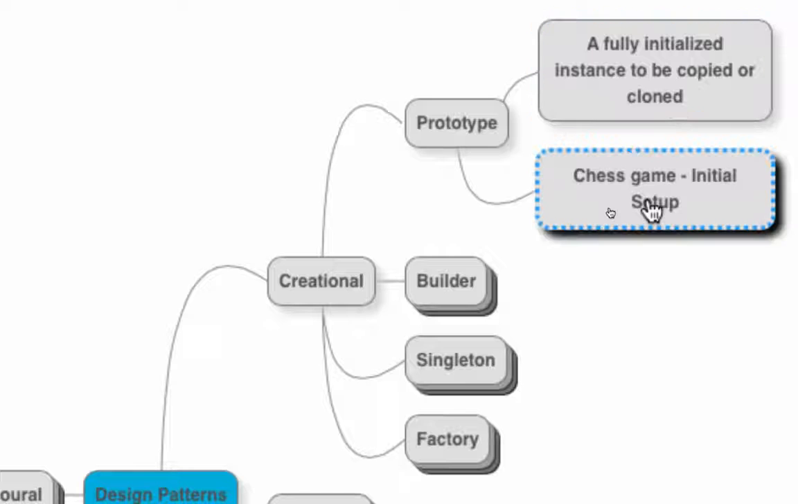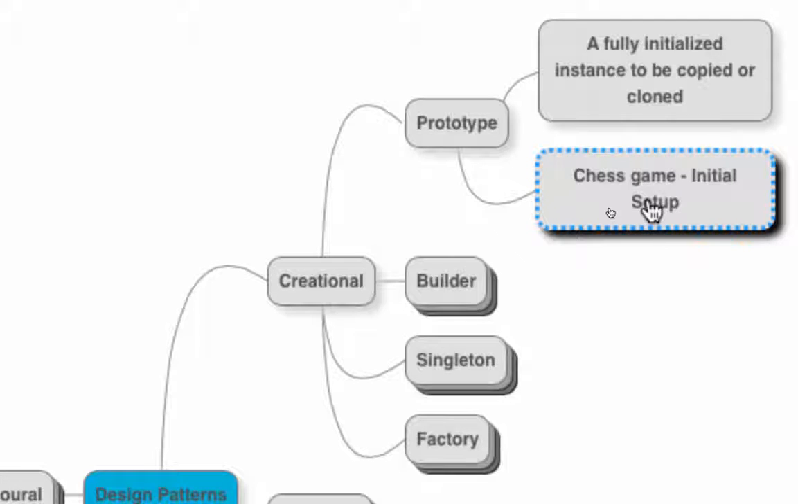Let's take the example of a chess game. In the chess game, we have an initial setup. There's a particular place where the rooks have to be, a particular place where the bishops have to be, the king, queen, and the knights, and also the pawns. So there is a specific initial setup for the chess game. Creating this setup in, let's say, a class or an object, would involve some effort.